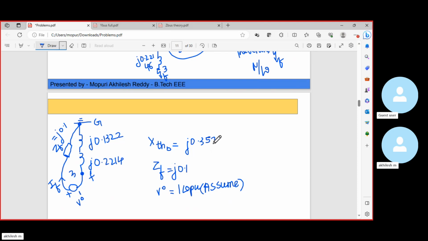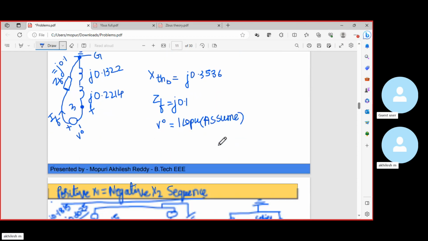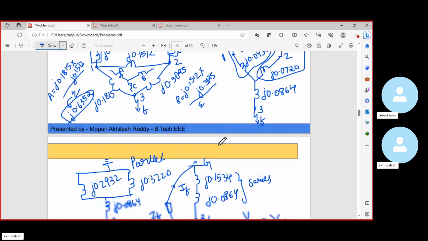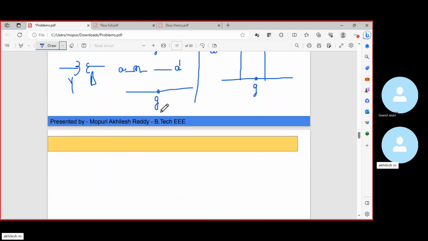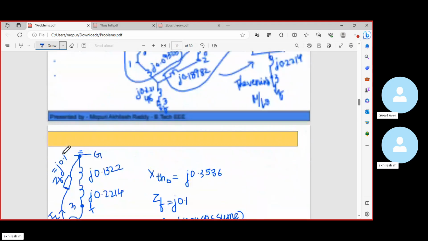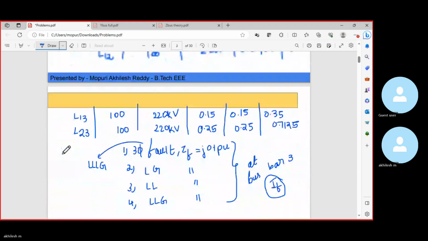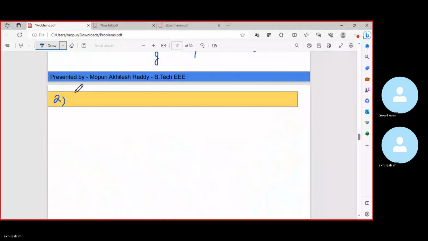So this is the change actually. We forgot about this. This is the change we need to implement when we are drawing the zero sequence impedance. Okay. So now we have completed the first subdivision, that is three-phase fault. Now let us go to the second subdivision, that is single line to ground fault, LG fault.